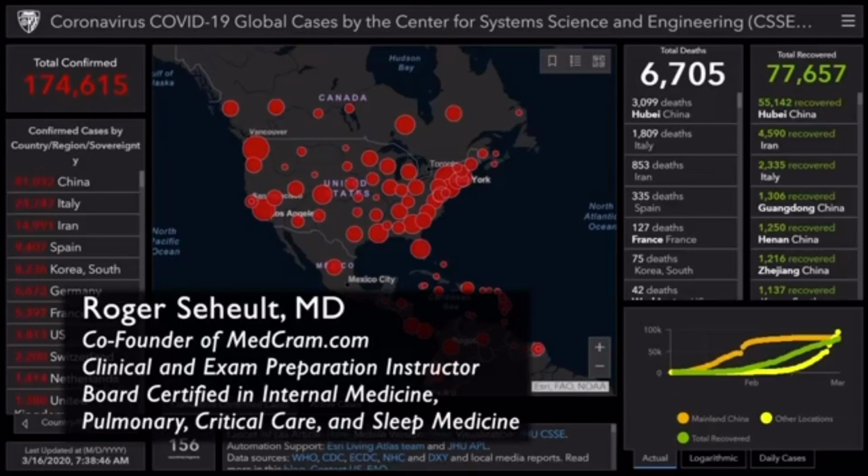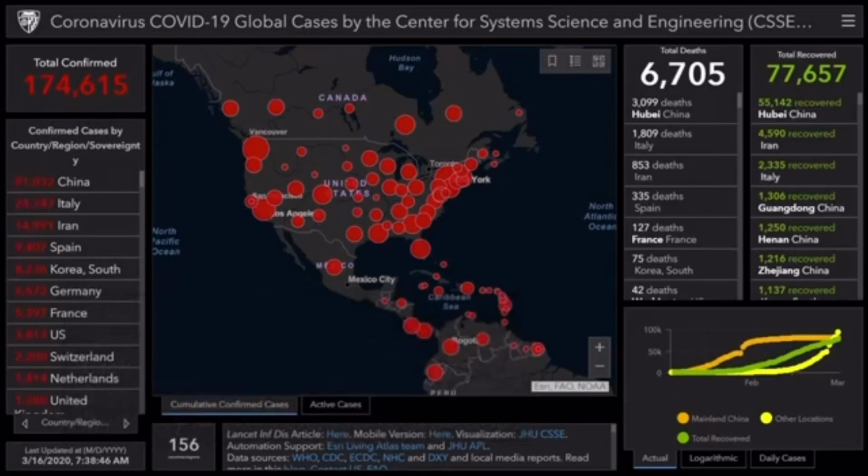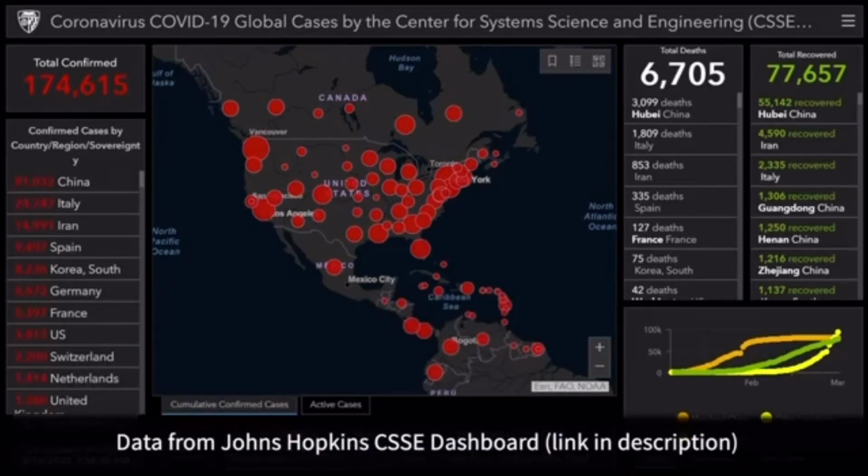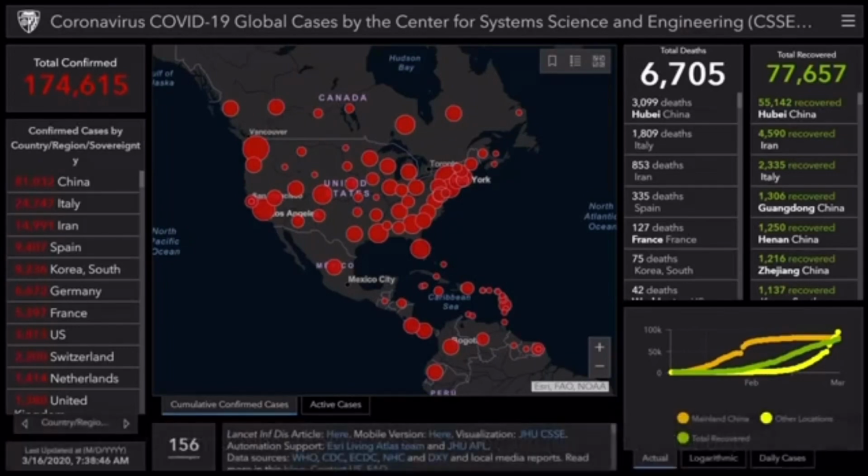You can see the numbers here. They are starting to exceed that of mainland China when we look globally. What I wanted to get to today is something that a lot of you have commented on, and that is the receptor for the SARS-CoV-2 virus that causes COVID-19, and that is the ACE-2 receptor. The ACE-2 receptor is how the virus gets into the cell. It's the doorway, and it's more than just a doorway.